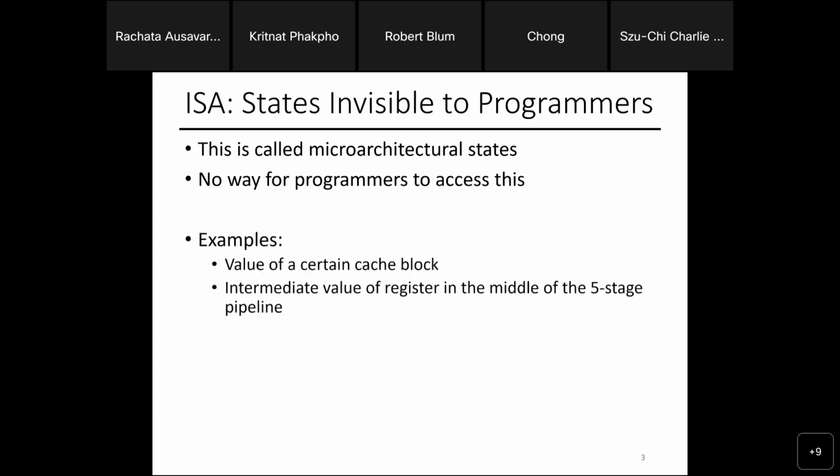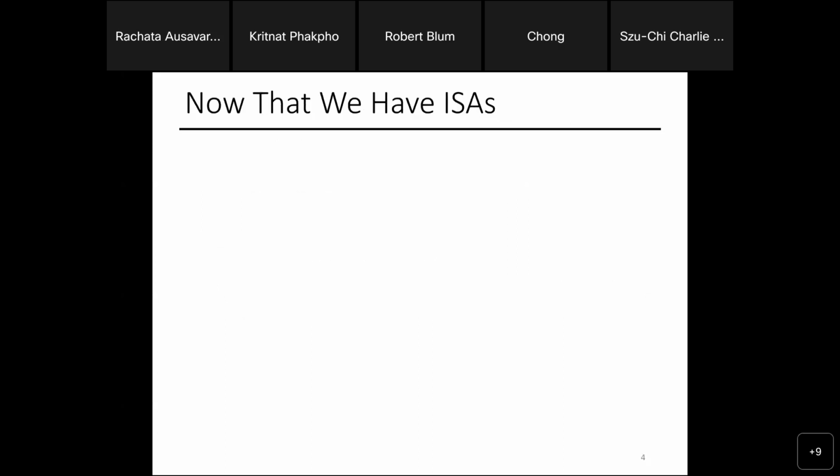These are, for example, the value in the cache block or the intermediate value of something inside the pipeline when you try to execute one instruction. We'll learn a little bit more on Thursday about what pipelining is. Now that we have the ISA, we have the method to give the computer the command. So what's left?